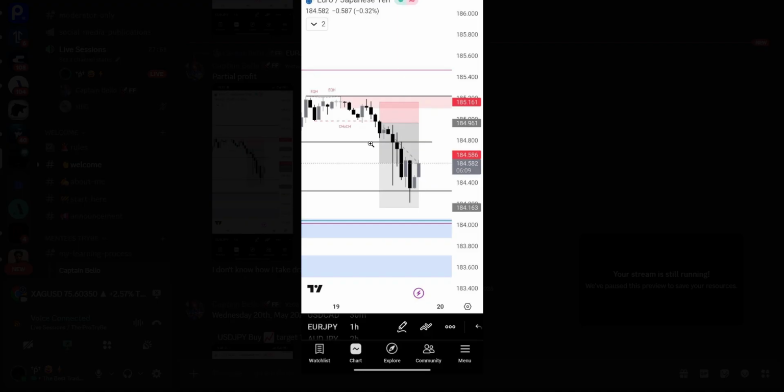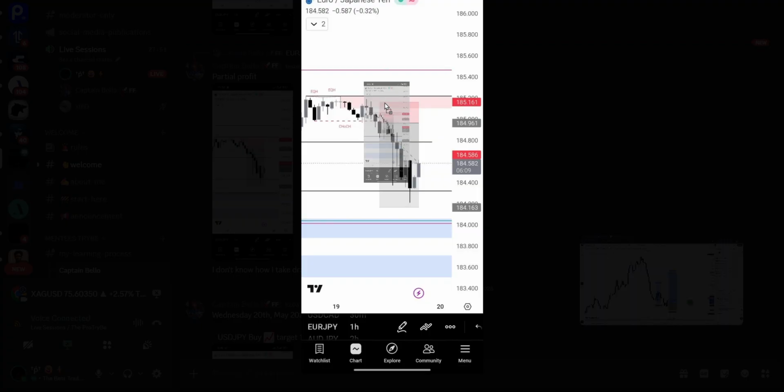So, Captain, I saw your analysis on EuroJPY. This was very clean, I won't lie. I was waiting for this entry. I wasn't triggered. But then, what was the reward for this trade? That initial one is one to four.